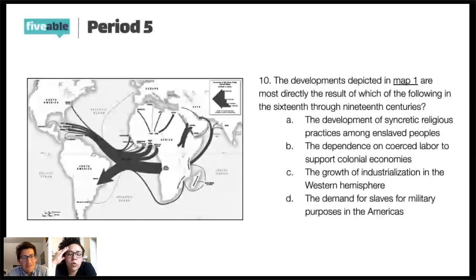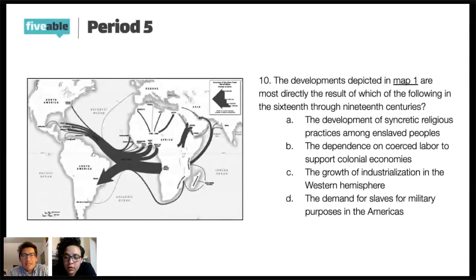And okay, so what am I asking myself first? It says the developments depicted in map 1. So automatically I know that I need to look at map 1 and figure out what is the development. What is it showing me, right? So I'm seeing migration of Africans in the map. And now I can go back and look at the question and try to figure out, okay, why did that happen?